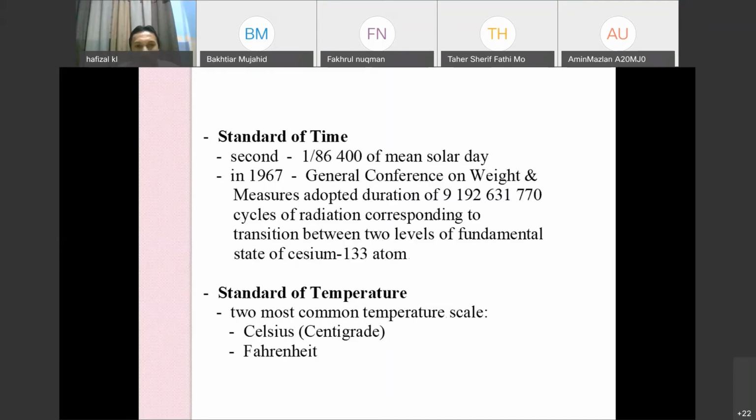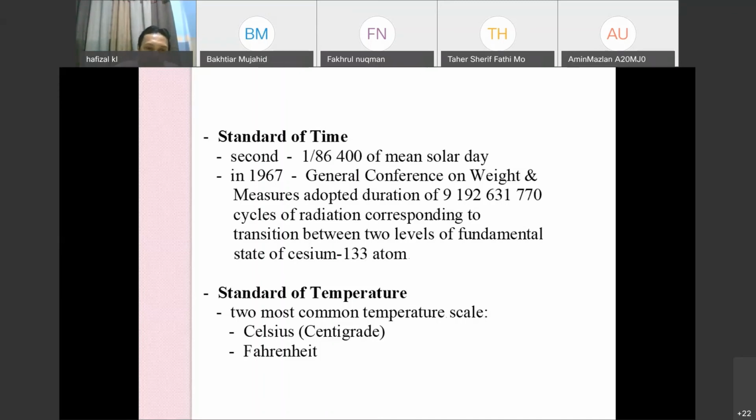And then time. Basically the benchmark of the standard of time is the duration of cycle of radiation corresponding to the transition between two levels of fundamental. The standard of everything basically does not come from thin air, so they benchmark to others. In this case of time, they compare the time to a cycle of radiation of the cesium 133 atom.